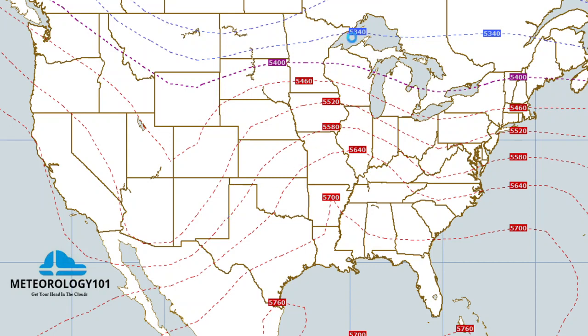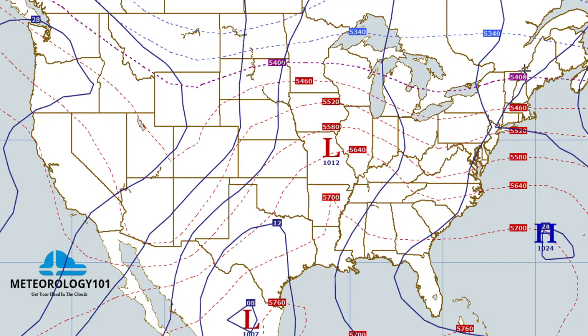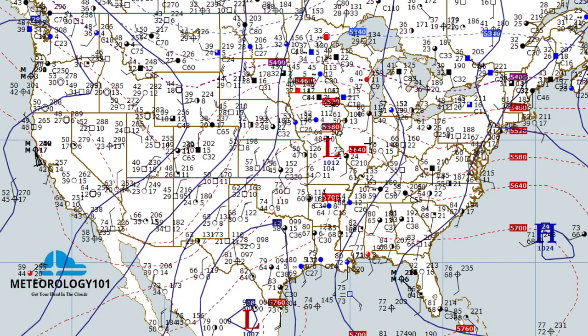All right, there's a 500 millibar thickness. There's a 540 line. That's our rain-snow line. Anything to the north of that should be snow. Anything to the south should be rain. So we don't have to worry about any snow. What do they do up north? Minnesota. Wisconsin.